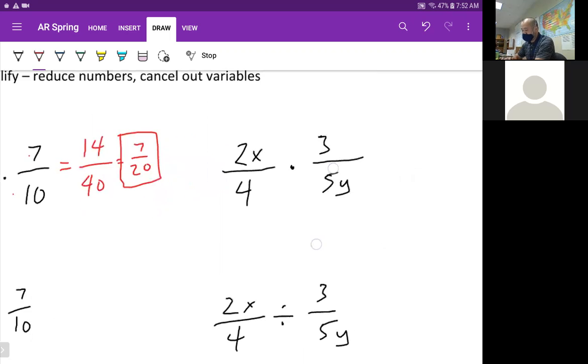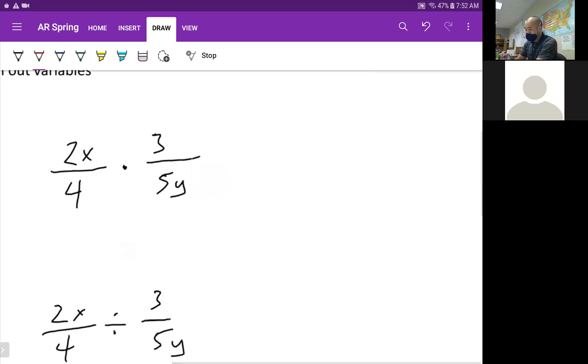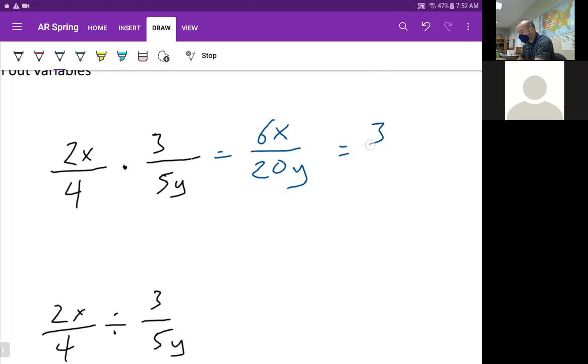Okay, so over here in the next one, you have 2x times 3 is 6x, and then 4 times 5 is 20, and that's 20y. So the x and the y don't reduce. 6 over 20, half of 6 is 3, half of 20 is 10, and I think that's as far as it goes. So 3x over 10y is the answer here.